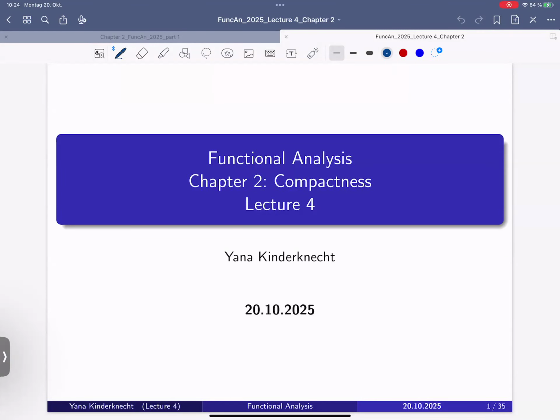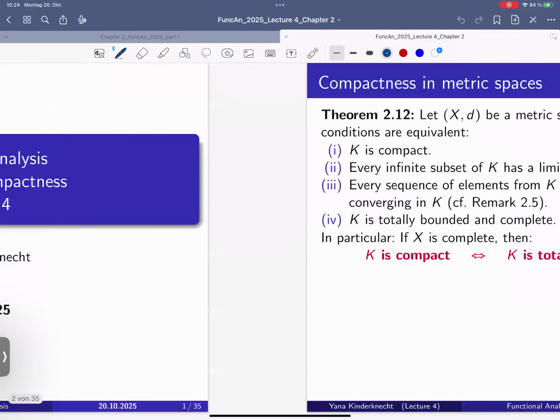Okay, so welcome everybody. We start our lecture number 4, and I decided finally that it will be totally about compactness. So we discuss this topic today, and we finish this topic today, and then next week we start with something new. Okay, so what have we done last time?